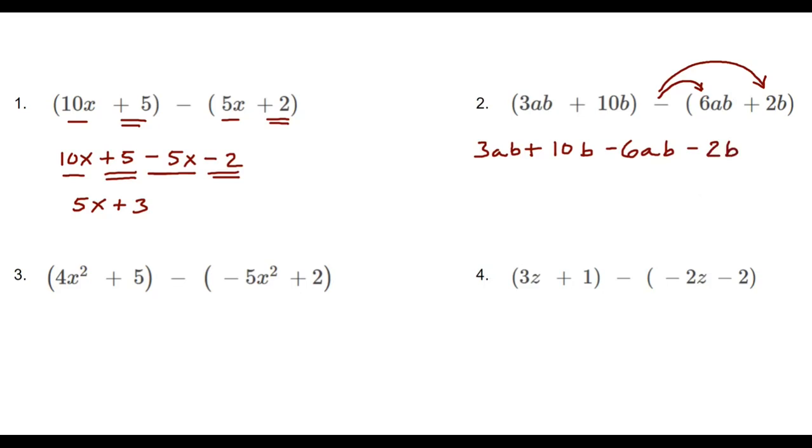Let's identify our like terms. Use a different color for this. 3ab and minus 6ab. 3 minus 6 is minus 3ab. Our next set of like terms are plus 10b and minus 2b. 10 minus 2 leaves us with plus 8b.